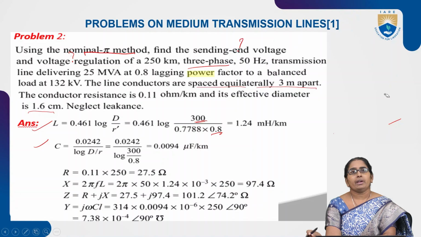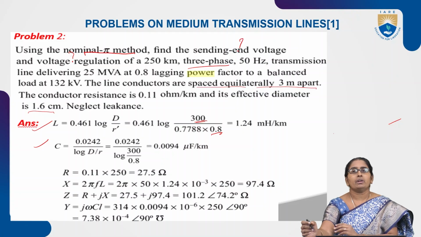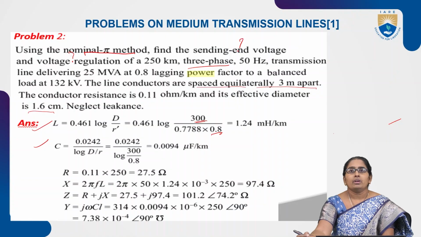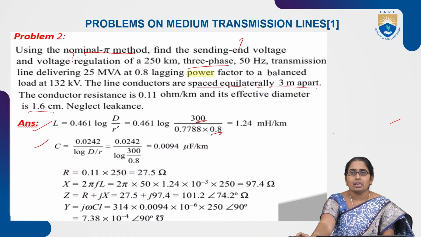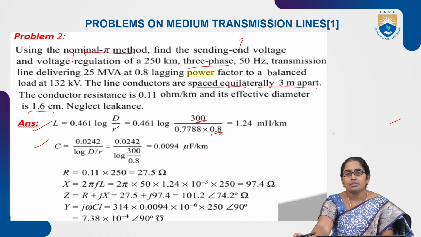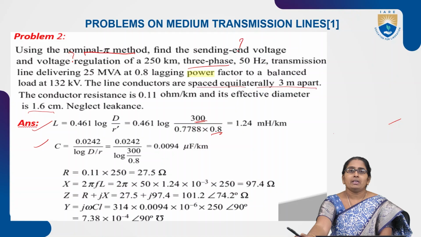Now the conductor radius is directly given, and resistance is 0.11 ohm per kilometer. Now we have to take the line parameters with respect to the total length. The total length of the line is 250 kilometers. So the calculated resistance is 0.11 into 250, that is 27.5 ohm.